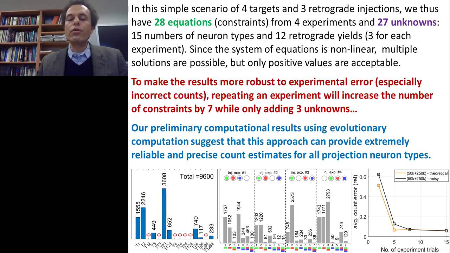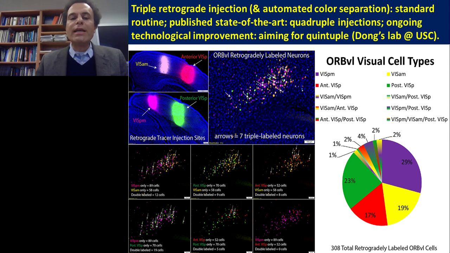5 experiments per condition. So we're now starting to analyze data from the Dong lab, where they in fact are able to do triple retrograde injections in a very routine way, but also quadruple injections with some effort. And they're now testing and piloting the ability of doing quintuple injections. So this is now a very exciting time because we might soon be able to have actual numbers of counts for prototypes based on this.